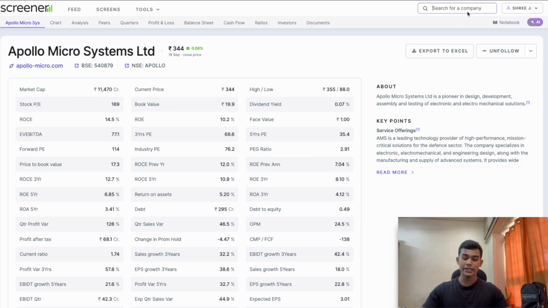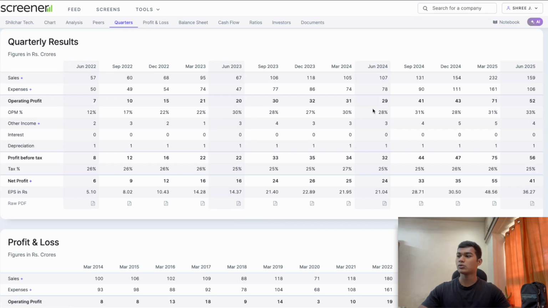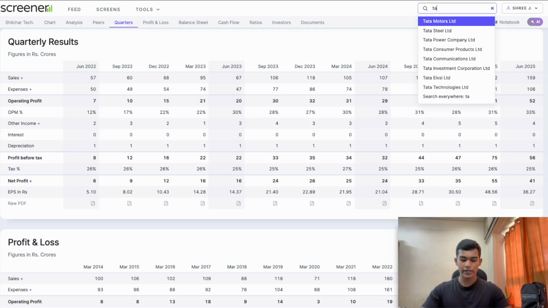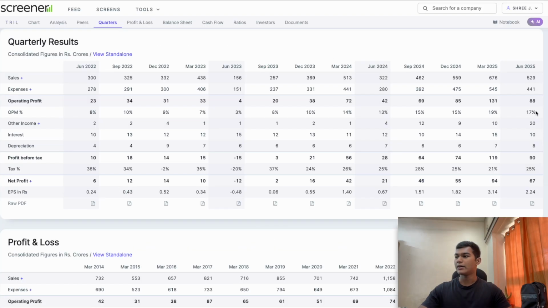So a classic example of where to use this EBITDA margin is peers within the same sector, and an example is Shilchar Technologies. So if you look at this company, it makes transformers. And if you just pay attention to its EBITDA margins, the company does close to around 30-35% EBITDA margins. Whereas its competitor, if you look at it, Tarrell, it does how much? 19-20% margins. So you can see there's a big difference between these two. Now, what are the reasons for Shilchar Technologies? First of all, it is sitting on a high operating leverage. It has operational efficiency, and if you look at historically, this company has always had the highest margins.